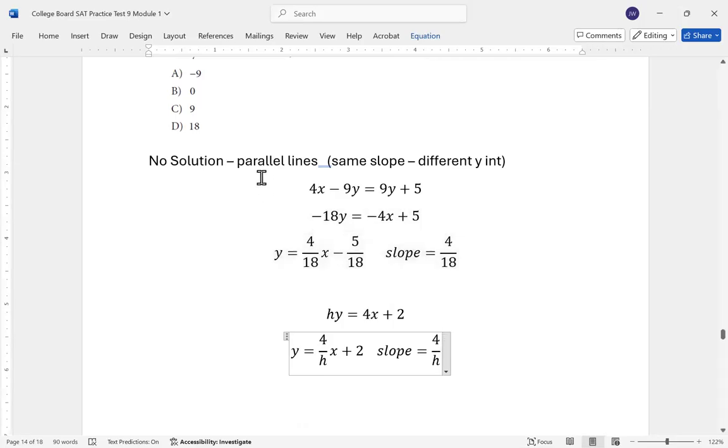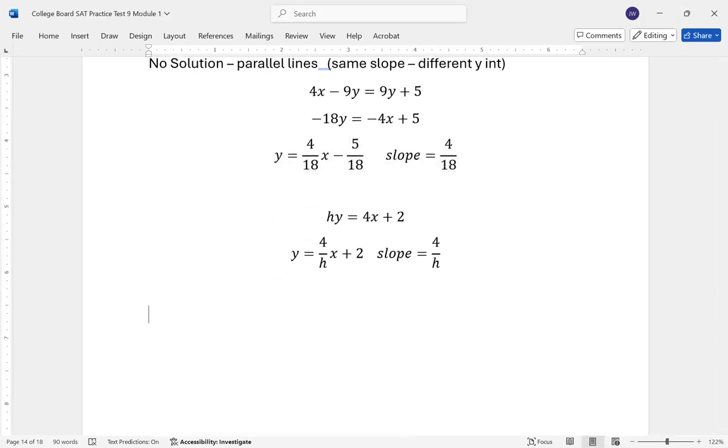Since parallel lines need to have the same slope, and in order to have no solution to the given system of equations, I need parallel lines, I need these two slopes to be equal. And if you can't see it yet, h has to be 18.